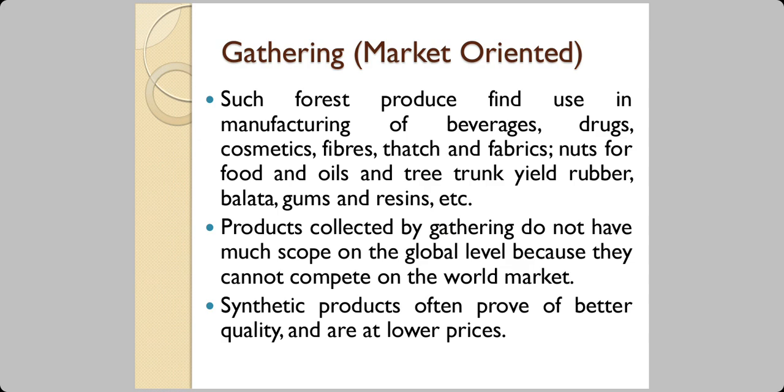Now such products obtained from the forest are used for manufacturing beverages. You know Coca-Cola, isn't it? That contains cocoa. Cocoa is derived from a fruit, and that is almost like a narcotic. It's habit forming. Yeah, they're used for manufacturing drugs. You have cosmetics, fibers, thatch, and fabrics. You have nuts for food and oil, and you have tree trunk, which give you rubber.